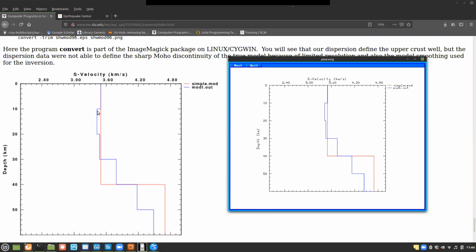But then at 10 kilometers, the velocity decreases to say 3.4, up to 20 kilometers, then it increases. And then it keeps increasing with depth. And at 40 kilometers, there is also a jump, but not as big as we thought. It's still under 4.4, so it's at 4.2, and so on and so forth.